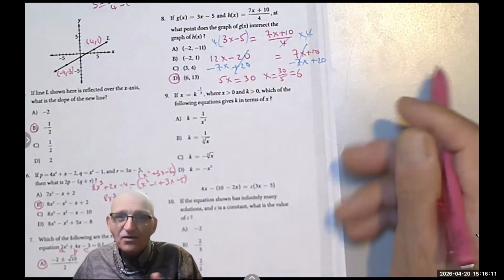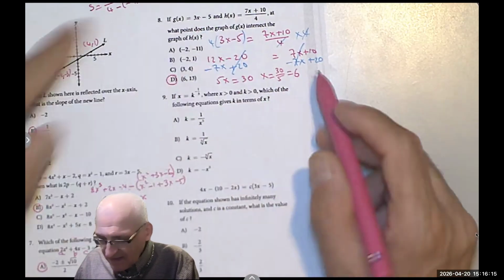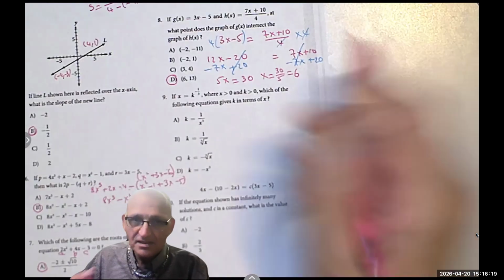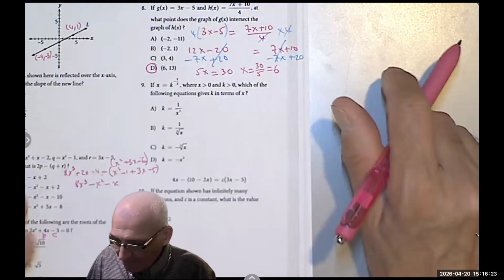But we say, what if we had made an error? If I try 6 and I get, say, 6 and 17, I know that I made an error and I go back and do it. So it's safer to do it this way.